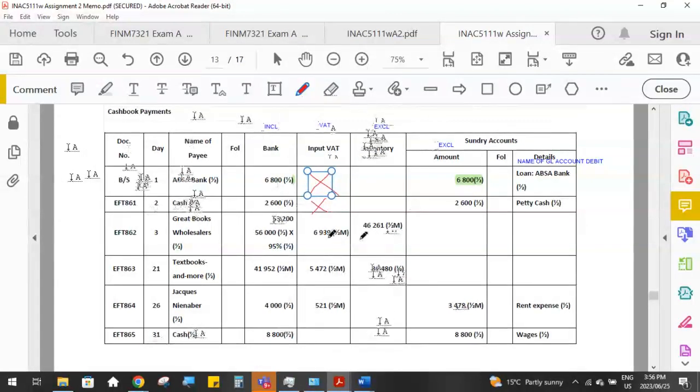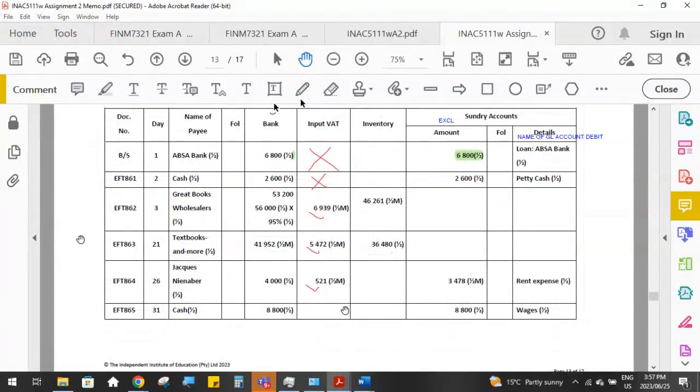And what else? There is VAT because we purchased inventory from a VAT registered vendor. And in this one here, there is VAT because we purchased inventory from a VAT registered vendor. And in this last one with the rent, there is VAT because this is business rental that we are paying to a VAT registered vendor. Our landlord is a VAT registered vendor because they didn't tell us otherwise. Oh, and the last one, wages also. There's never VAT on wages or salaries because that's not a sales transaction.